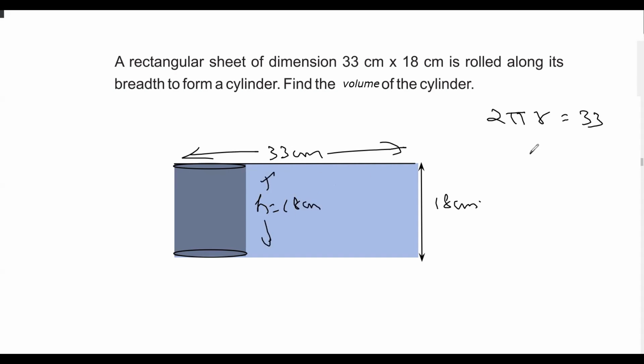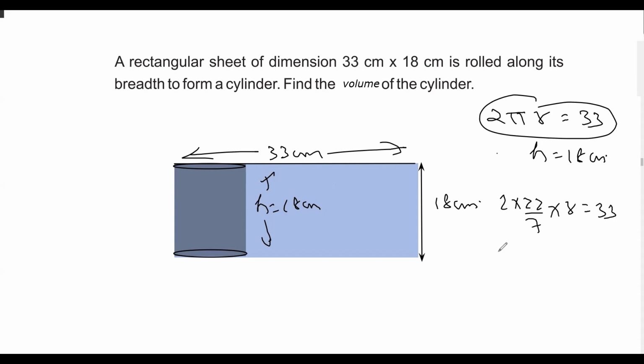So now we know h as 18 centimeter. To find the volume, we'll be applying the formula pi r square h. Now for finding the radius, we are going to plug in the value of pi. So 2 into pi, which is 22 over 7, and r comes out to be 33 multiplied by 7, divided by 2 into 22. It can be reduced, 11 2 times, 11 3 times. So the radius comes out to be 21 over 4.